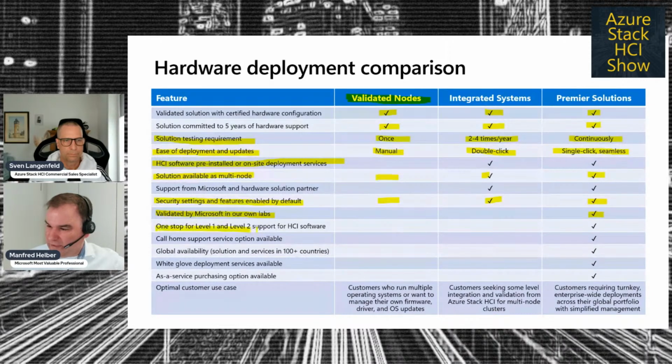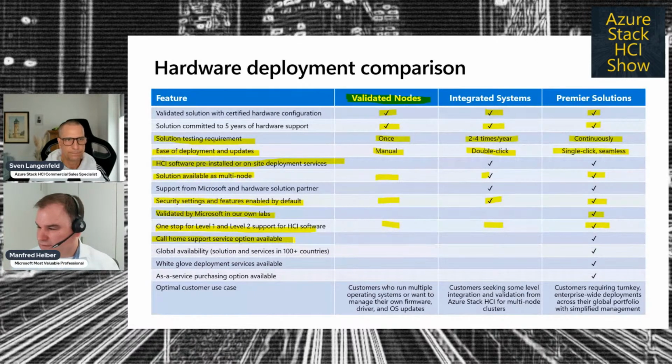Also, a validated node or integrated system vendor can have a support agreement with Microsoft, where this is integrated as a single-stop support. But in Premier solutions, it's guaranteed. We have the call home support for service options, where the system calls the support if a disk fails, if a fan fails, or something has to be replaced.